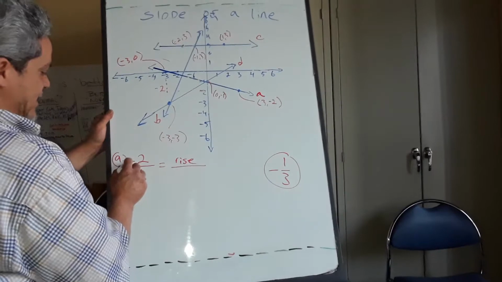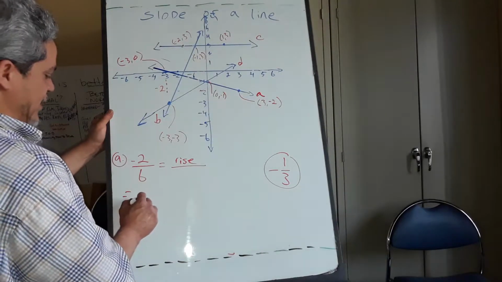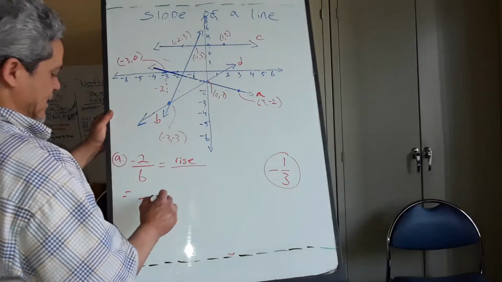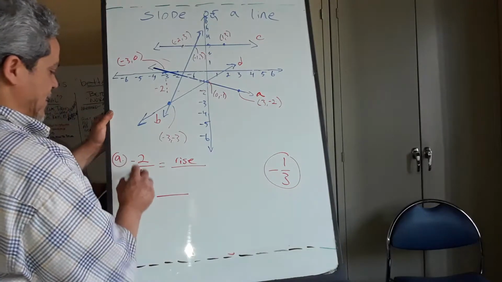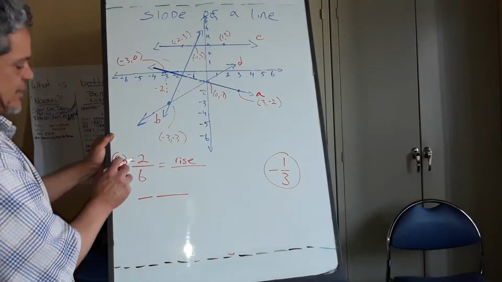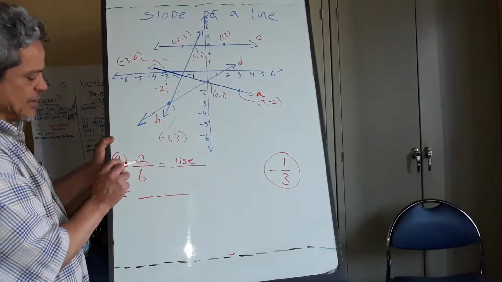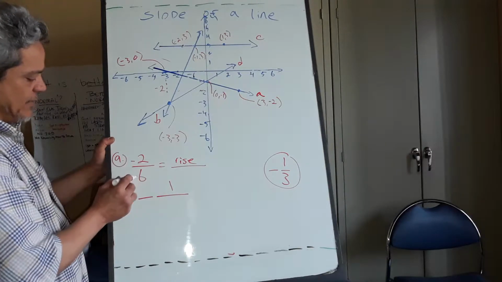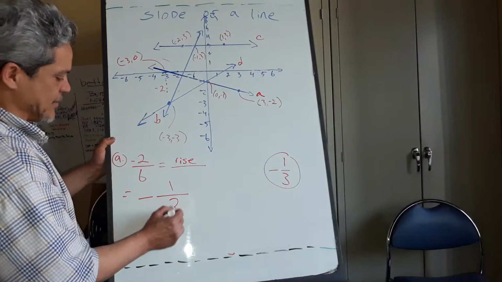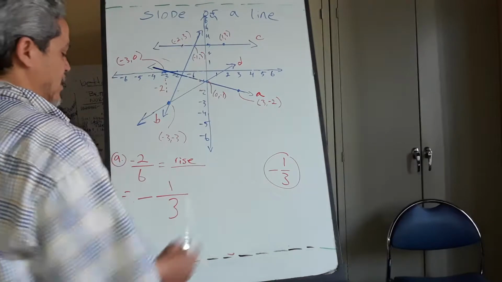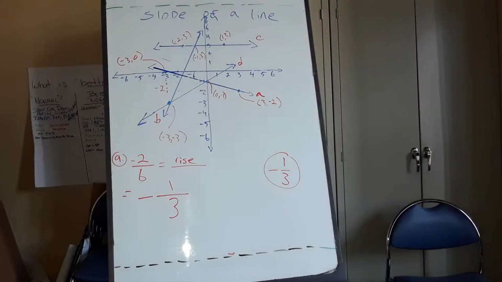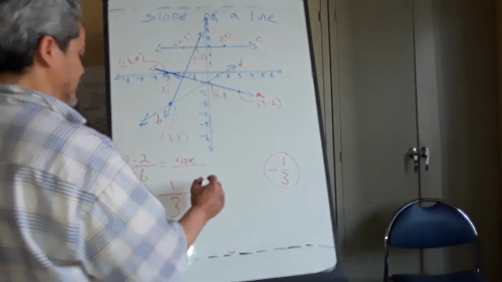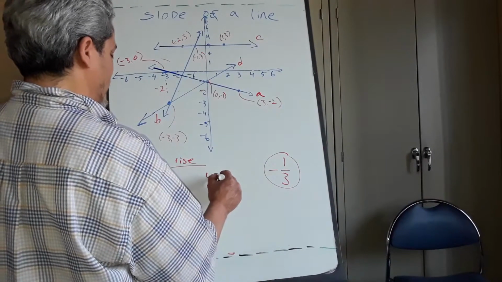When you have a negative over a positive, you're going to end up with a negative, and then you can reduce this. 2 fits into itself 1 time, and it fits into 6 3 times. So there we go, we have our -1/3. Now the other way you could have done it was by using the formula.